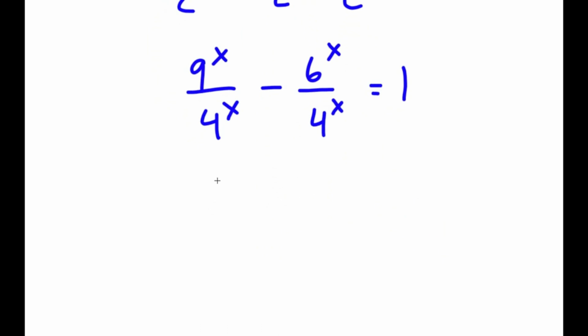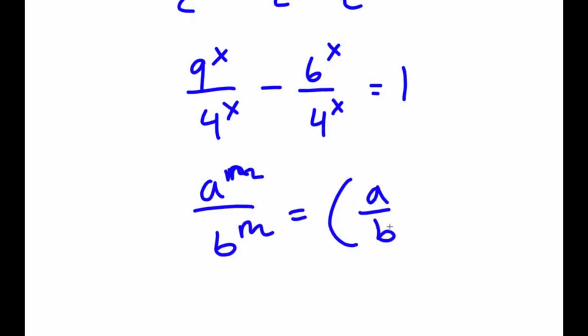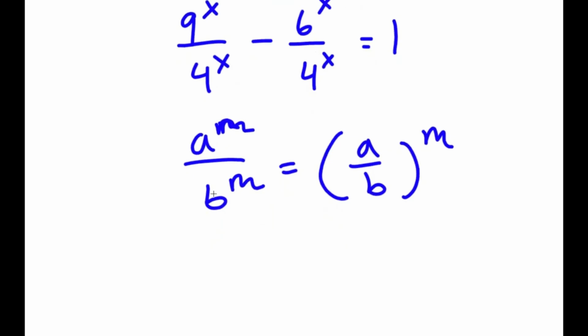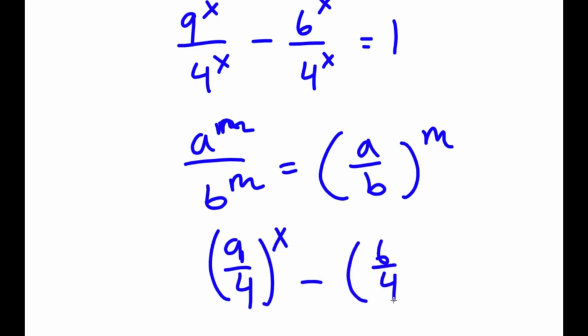Now, if I have something in the form a to the power of m over b to the power of m, this is equal to (a over b) to the power of m. So 9 to the power of x over 4 to the power of x is going to equal (9 over 4) to the power of x. And 6 to the power of x over 4 to the power of x is going to equal (6 over 4) to the power of x.